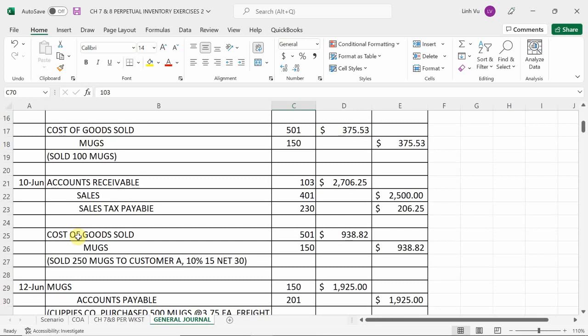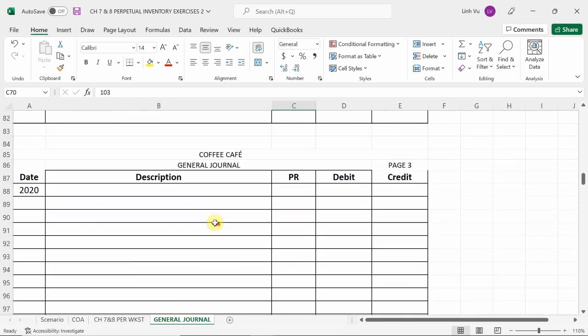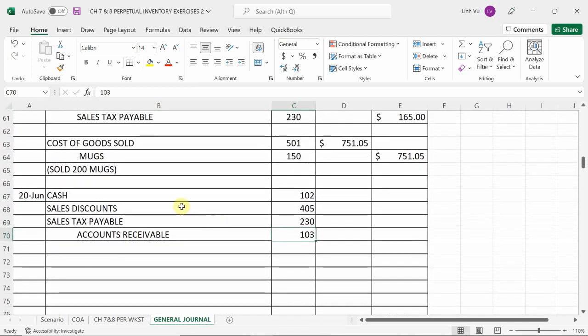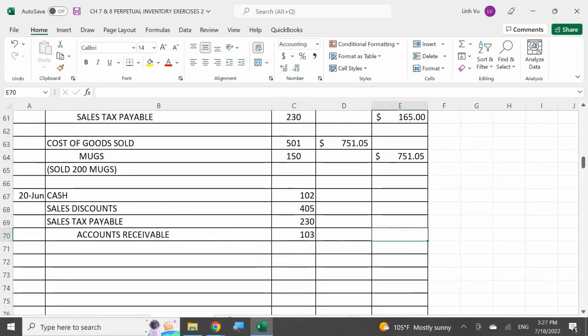I also have to acknowledge how much customer A actually owes me. In this case, customer A owes me $2,706.25. We have to record that much information down. So how much does customer A owe me? $2,706.25. And how much of a discount are we actually going to take off of the account, if we know that we're going to only discount 10% of $2,500?